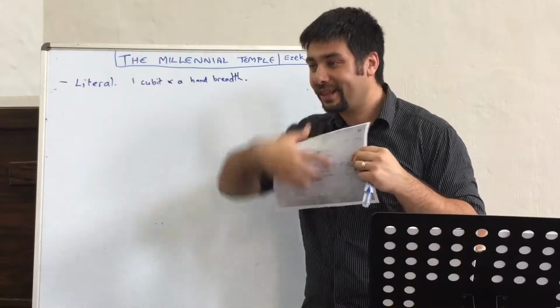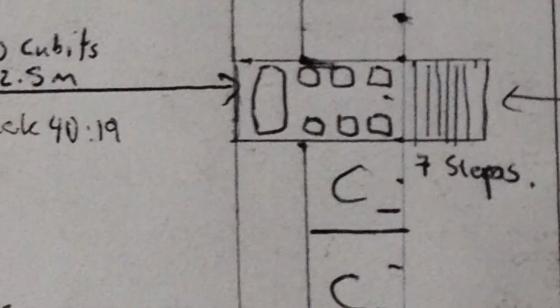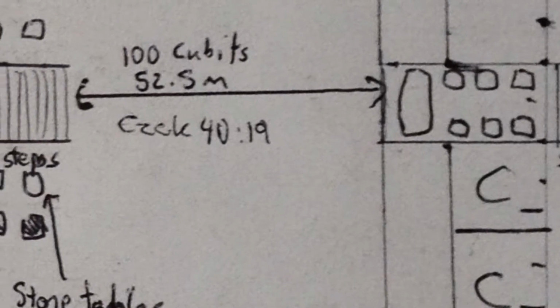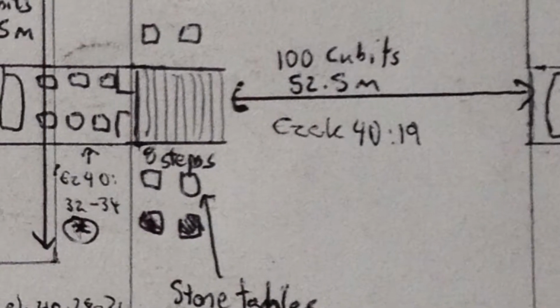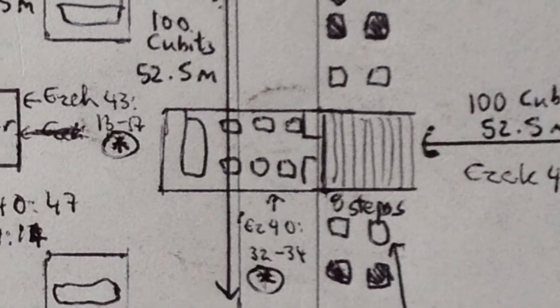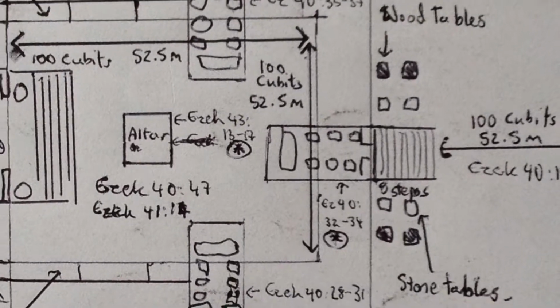That's the length of the complex and the width of the complex. It's a square. Between this gateway and this gateway, there's 100 cubits, which is 52 point something meters. Now, inside these gates, which are called the inner gates, you go into what's called the inner court.